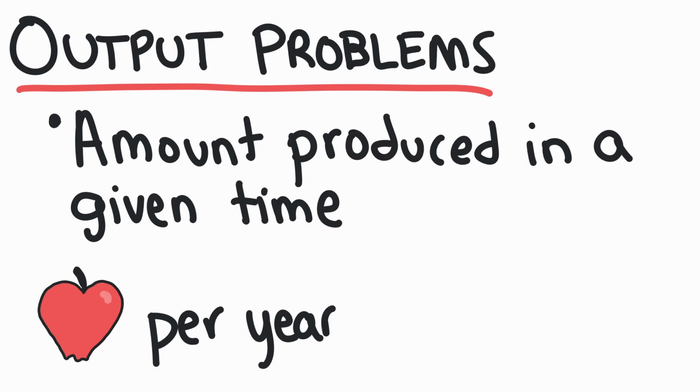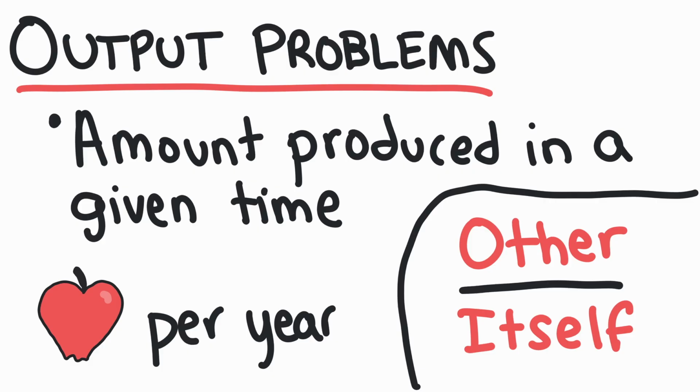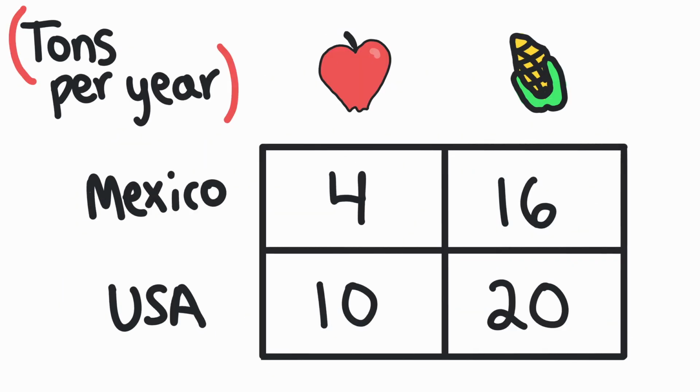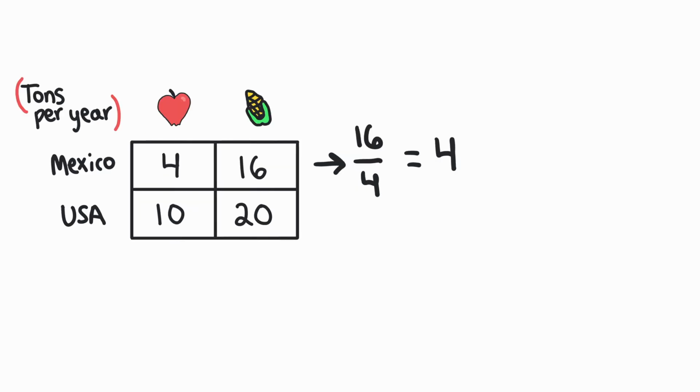To find the opportunity cost for an output problem, you can use the formula: the other over itself. In this case, we have two countries, Mexico and the US, producing two goods, apples and corn. To find Mexico's opportunity cost for producing apples, we take the other number, 16, and divide it by the figure for apples, which is 4. That tells us that Mexico's opportunity cost for producing 1 ton of apples is 4 tons of corn.